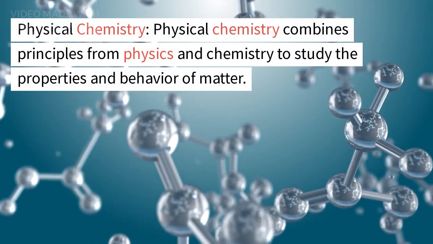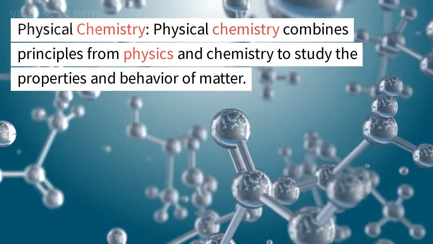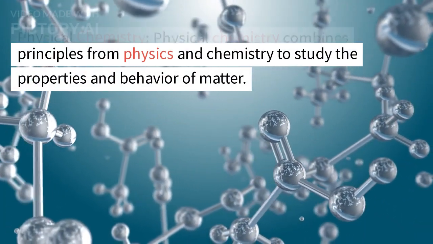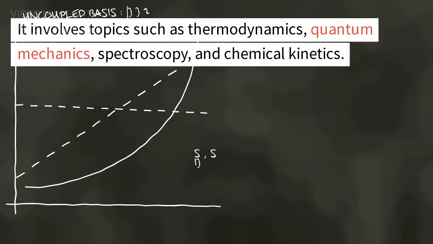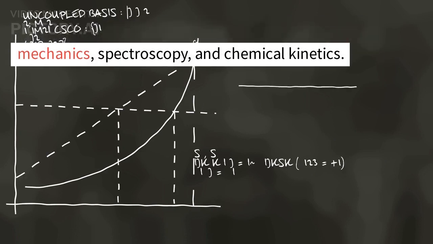Physical chemistry. Physical chemistry combines principles from physics and chemistry to study the properties and behavior of matter. It involves topics such as thermodynamics, quantum mechanics, spectroscopy, and chemical kinetics.